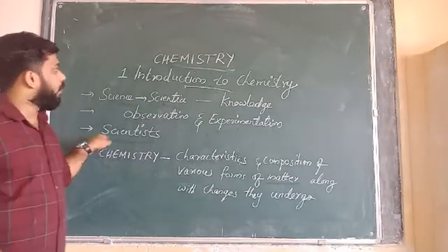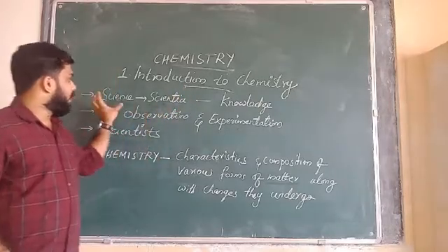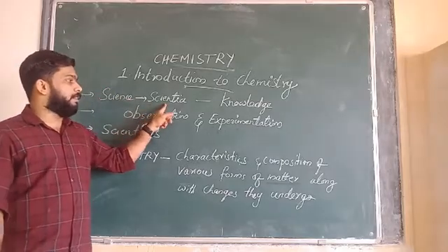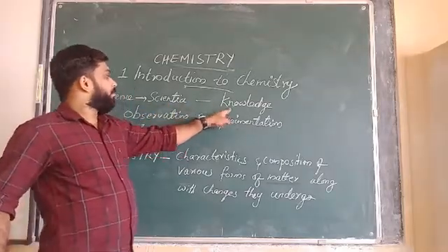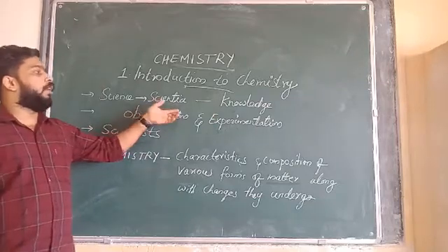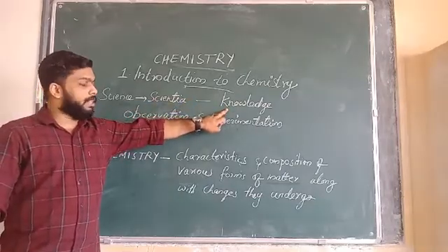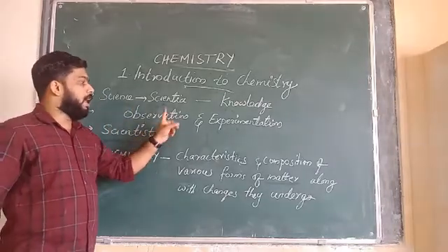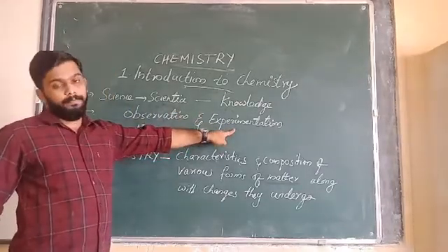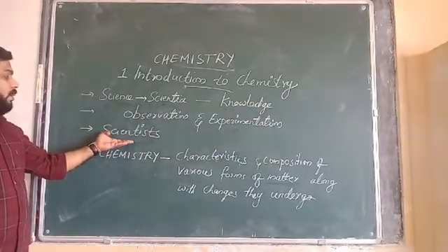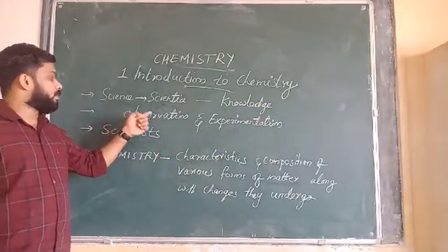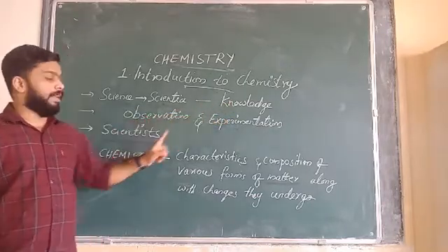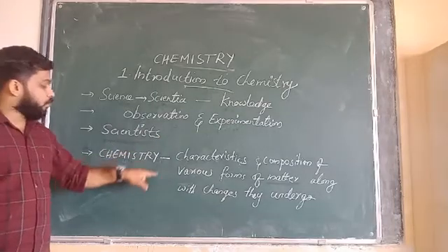Whatever we have learned, we were studying the word science. The word science comes from the Latin word scientia, which means knowledge. So science is actually acquiring knowledge. How do we acquire knowledge in science? By developing two main skills: one is observation and the other is experimentation. Then a scientist is a person who is engaged in observation and experimentation and thereby acquires knowledge.